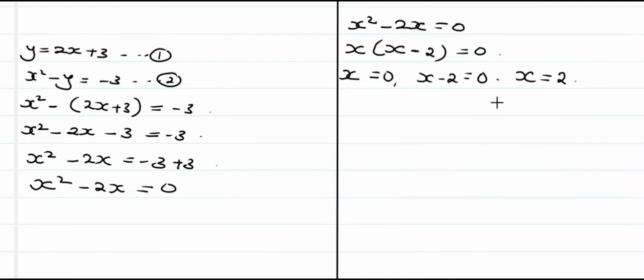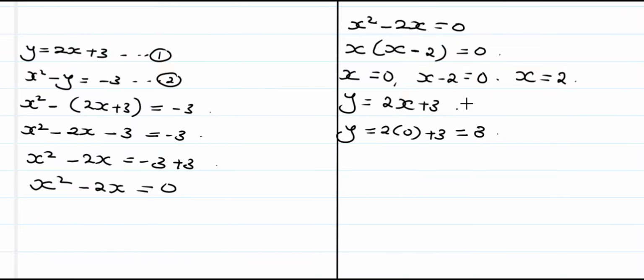But now we want to know y. So when x is 0, y is what? I can pick the linear equation and say y is equal to 2x plus 3. But when x is 0, then y is equal to 2 into 0 plus 3, which is 0 plus 3, which is 3. So y becomes 3.